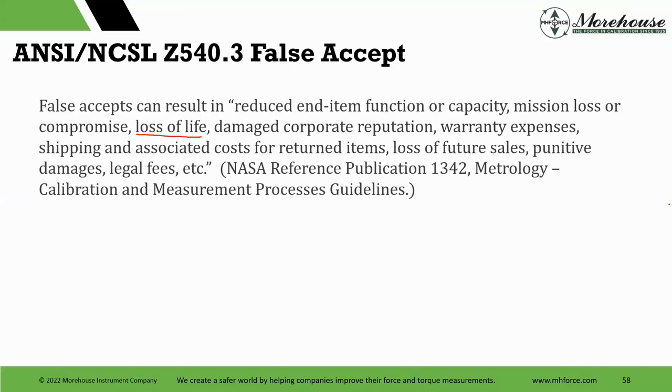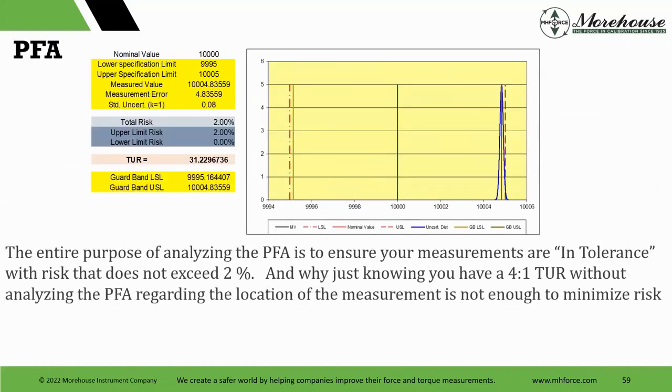If we were just determining our risk level through the quality management system, how many of you think the MBAs or the accounting departments would be okay with frequent recalibrations? They'd probably push it. Most people wouldn't understand this stuff. The entire purpose of analyzing is to ensure measurements are in tolerance with a risk that does not exceed 2%. It can be whatever. I'm using the numbers from ANSI Z540.3, but it could be whatever you've determined your risk is, and knowing you just have a 4:1 TUR without analyzing PFA regarding the location of the measurement is not enough.